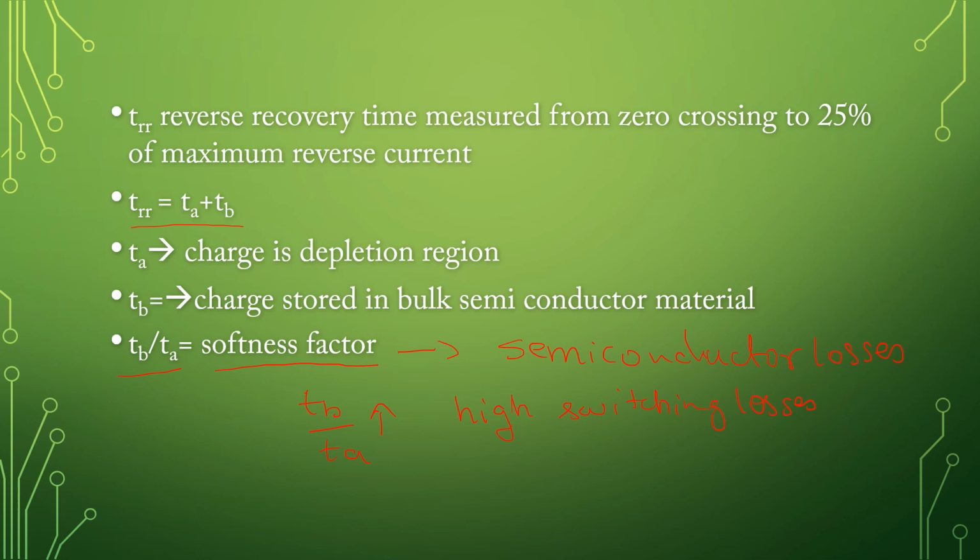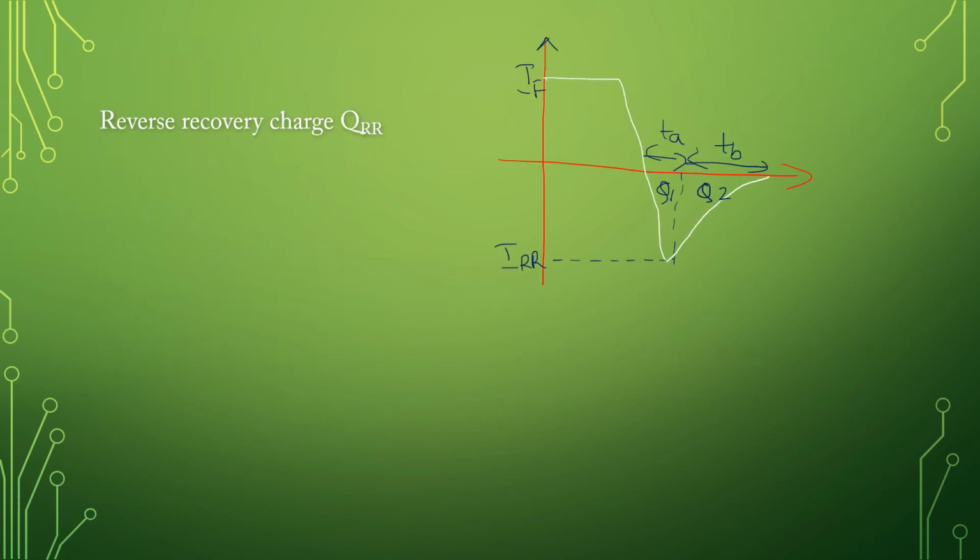So how can we express the peak reverse current? The peak reverse current IRR is equal to TA into di by dt. So it is the rate of change of current, di by dt, is equal to IRR by TA, from the forward conduction mode to the reverse mode. That is what we consider.